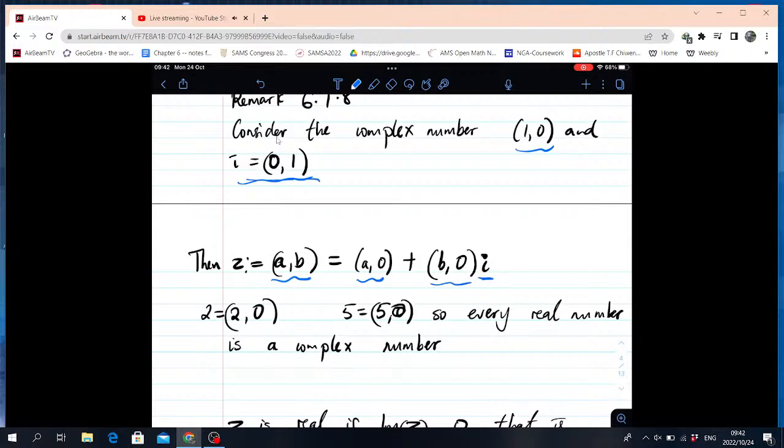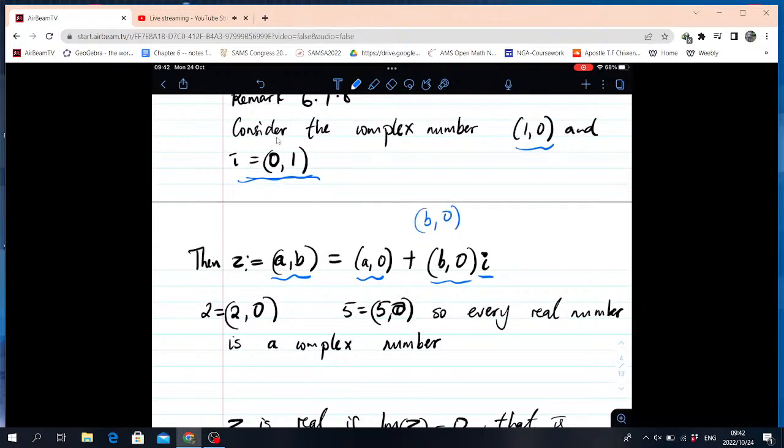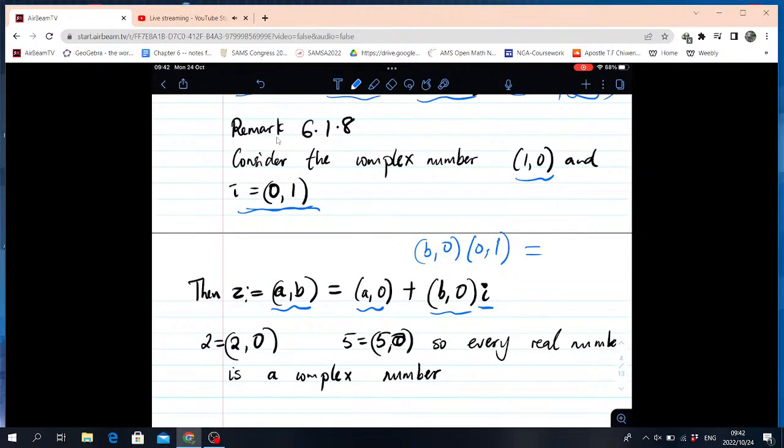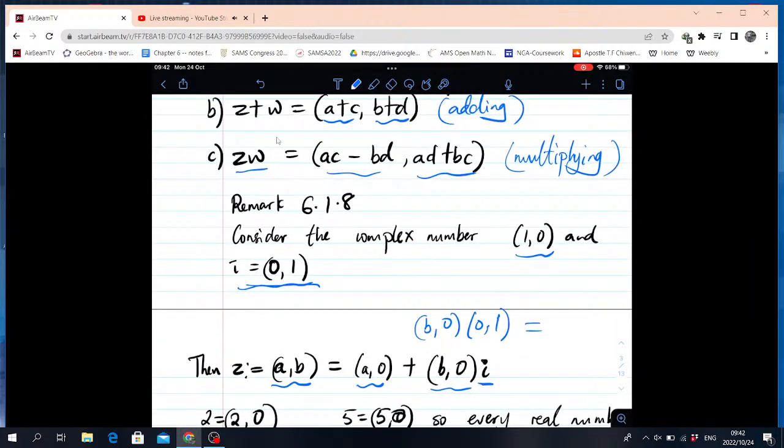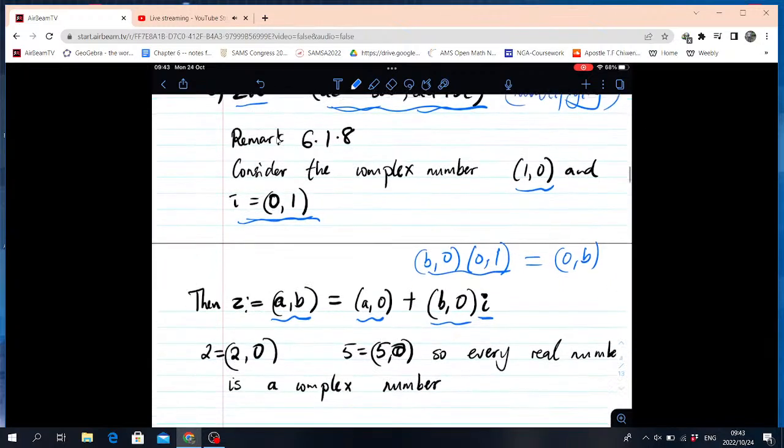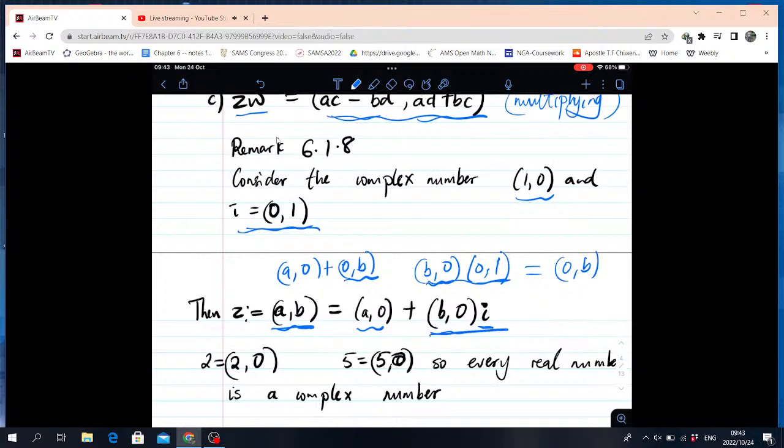And here you can just verify that (B, 0) times (0, 1) is going to be equal to (0, B), right? You can use the definition that we have there. In other words, what we are just saying is this I can rewrite as (A, 0) plus (0, B), but (0, B) can be rewritten as (B, 0) times (0, 1) using that multiplication there. So we end up with something that looks like this.